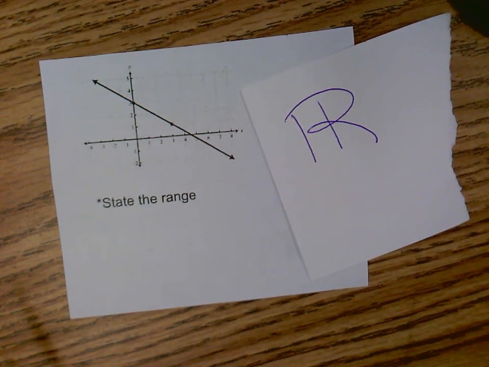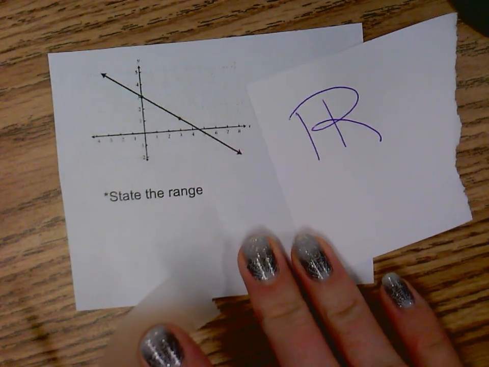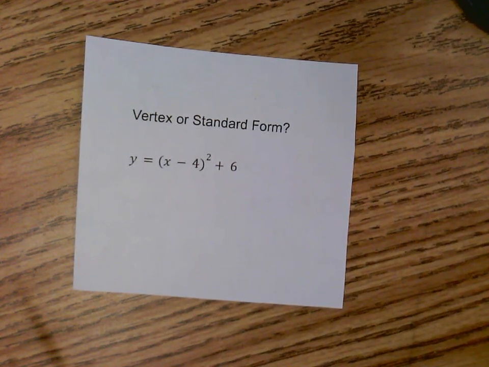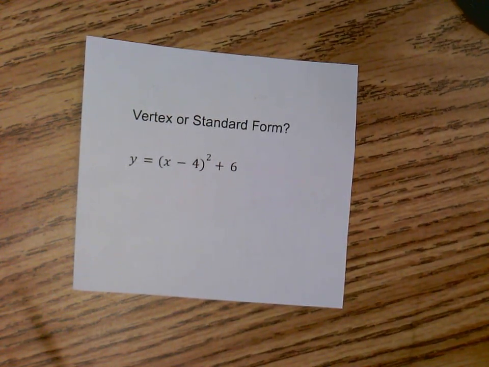The next two cards I have are the vertex or standard form ones. So after I hang these up, we'll do the vertex. Vertex or standard form for that one. What would you say? That is vertex form. It has parentheses. It does not have an ABC value. It has an A value here, but that's H and K, your left and right and your up or down. So that is vertex form, which makes the other one standard form.